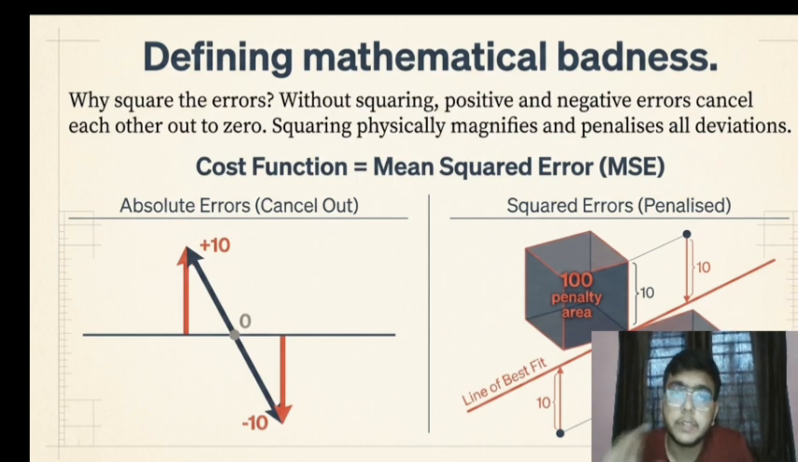As the name suggests, we square our error. Why do we square y minus y cap? See in the graph.